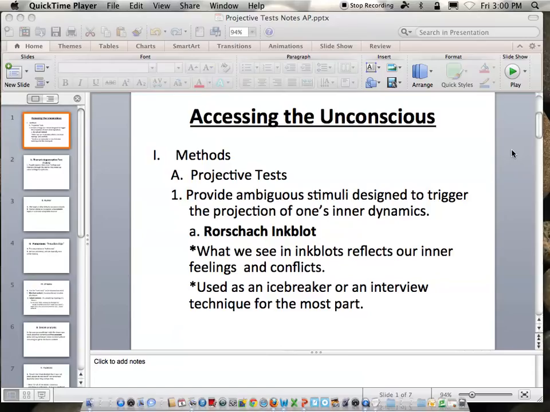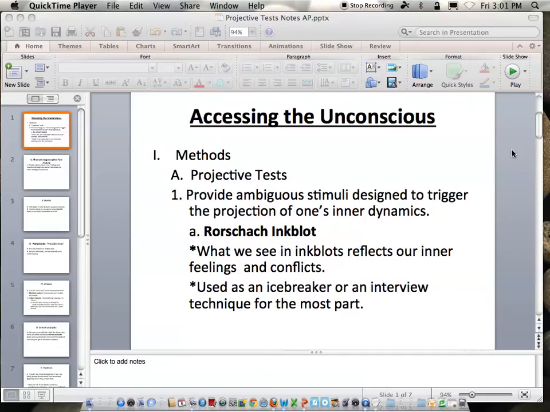So yesterday you talked about Freud's psychosexual stages, and today we're going to talk about Freud's ideas about accessing the unconscious. There are a number of methods for accessing the unconscious. The most obvious one is probably hypnosis, which actually Freud did not particularly care for. So that's going to be last, and we'll talk about that in a little bit. But there are actually a number of ways to access the unconscious, and the first way is through projective tests.